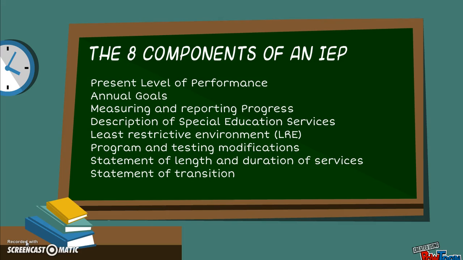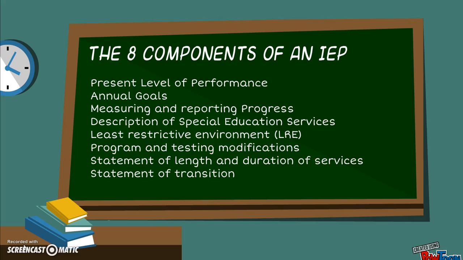The fourth part is the description of special education services. This area contains a statement of the special education services, the related services, and the supplementary aids or services that are provided to the student. Each statement describing services must advance appropriately towards attaining annual goals. In other words, the services provided must all help the student get to their annual goal in the IEP.